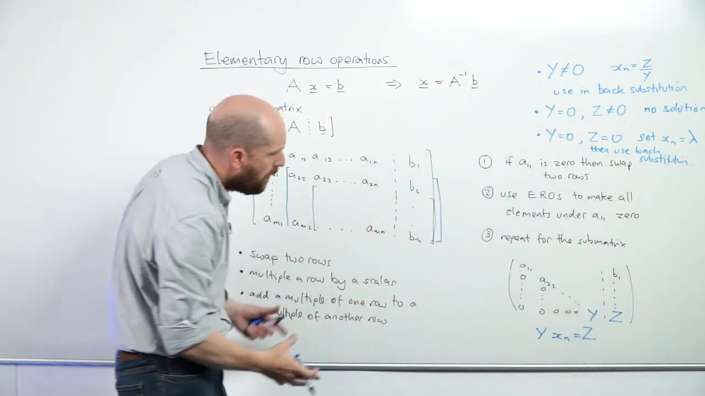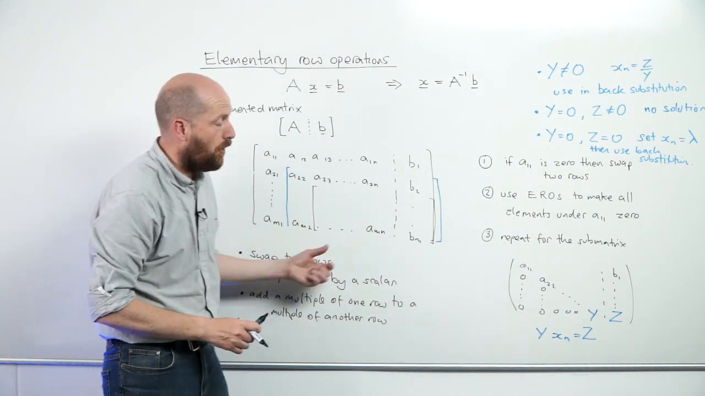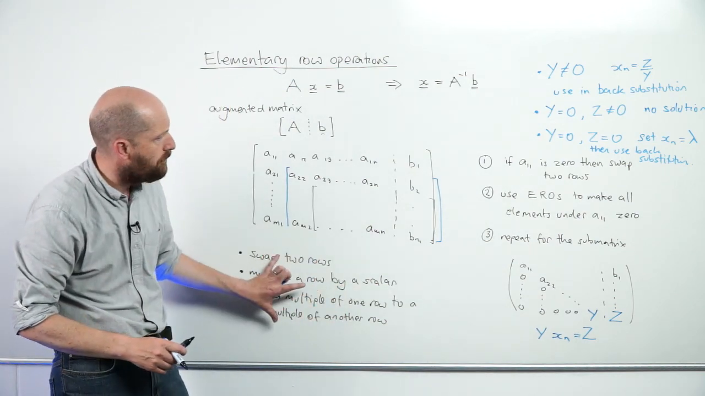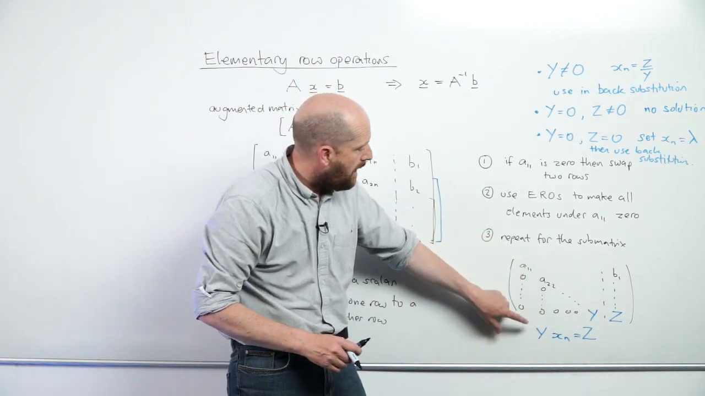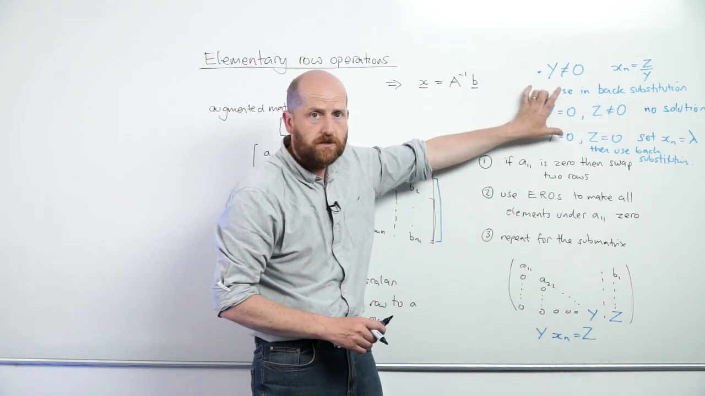Okay, so a rather complicated method. It is a very long-winded method using these elementary row operations, getting into this upper triangular form, and then often doing this back substitution to find the solution.